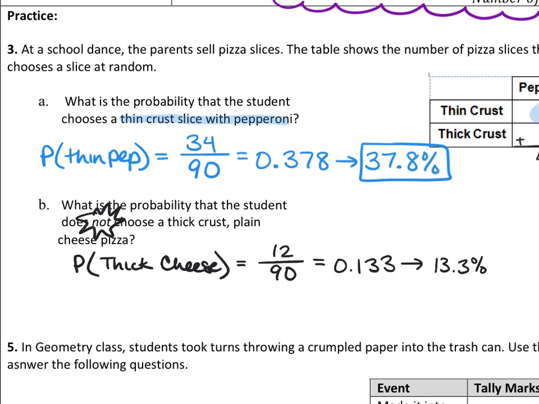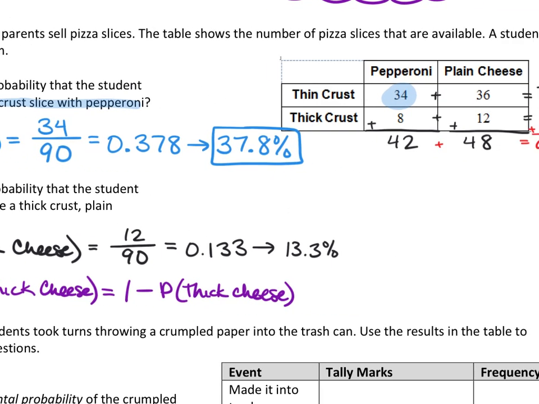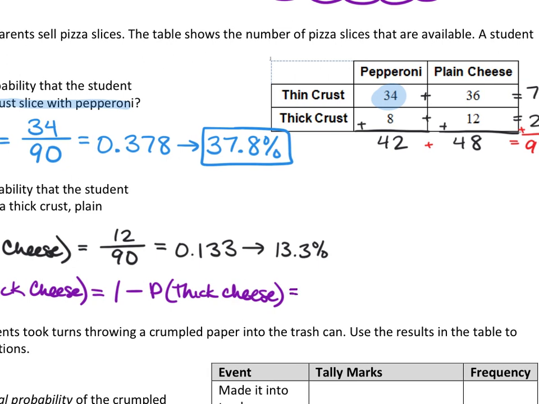Okay, cool. That's not actually answering my question, though, right? Because we didn't ask how many students did choose a thick crust plain cheese pizza. We wanted the opposite of that. So we go back to that complementary probability, the probability that we do not have thick cheese. That formula was 1 minus the probability that we do have thick cheese. Well, we just got the numbers for thick cheese. So when I do not thick cheese, all I have to do is 1 minus that 12 divided by 90.